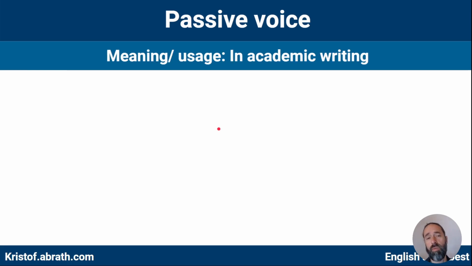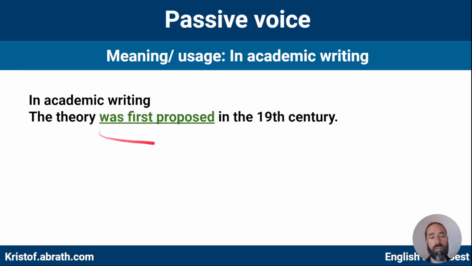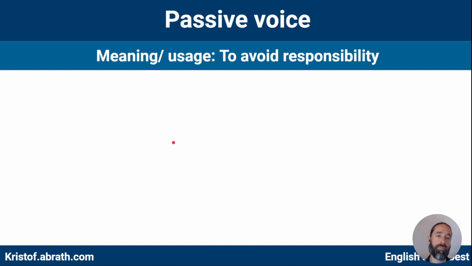And also, it's extremely important in academic writing. So people who are studying for the IELTS exam, or people who want to do a master's or bachelor's, you need to be able to use the passive voice. Because in academic writing, most of the time, the action is more important than who is doing the action. So the theory was first proposed in the 19th century. We're using here a simple past passive.